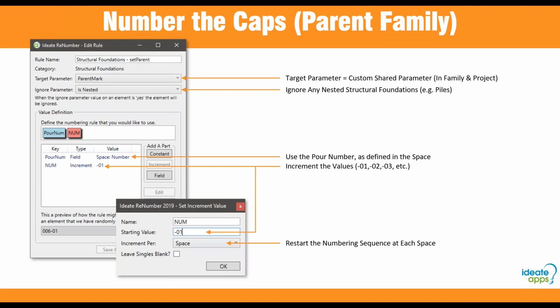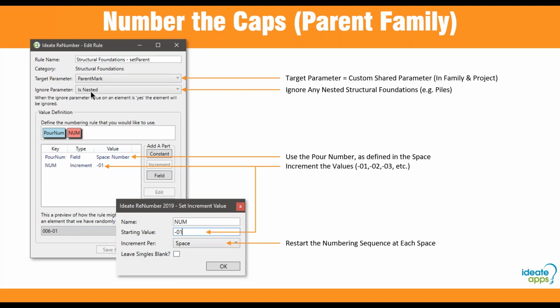Let me just explain a little bit about what's going on. We made a couple of rules here. So we're using a parent setting, and then we're targeting the entire family. I'm going to talk about both. Basically, we made a custom parameter called parent mark. And this one lives in the family itself, the pile family, and in the project. And then we're going to use an ignore nested. This is actually custom made. We've recognized what families are nested, and we can actually get that information.